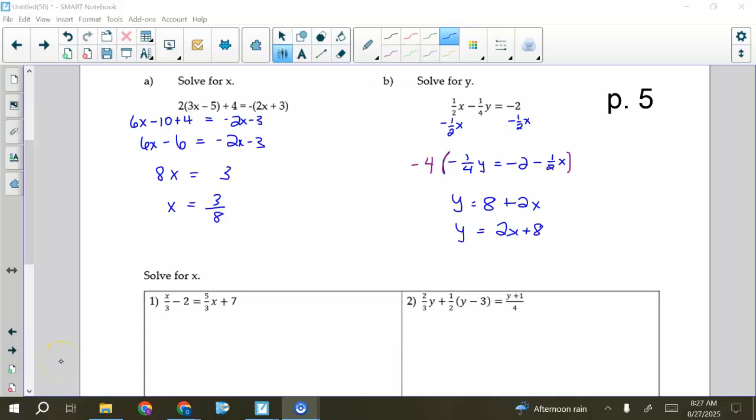All right, go ahead and check the warm-ups. The first one we needed to distribute and then add like terms. Finally, when you get x's on both sides, you need to add 2x to the other side, add 6 to the other side, and then divide by 8.